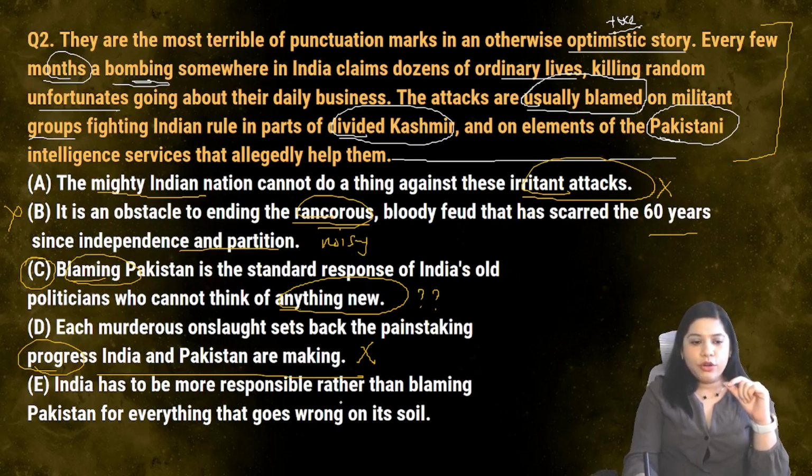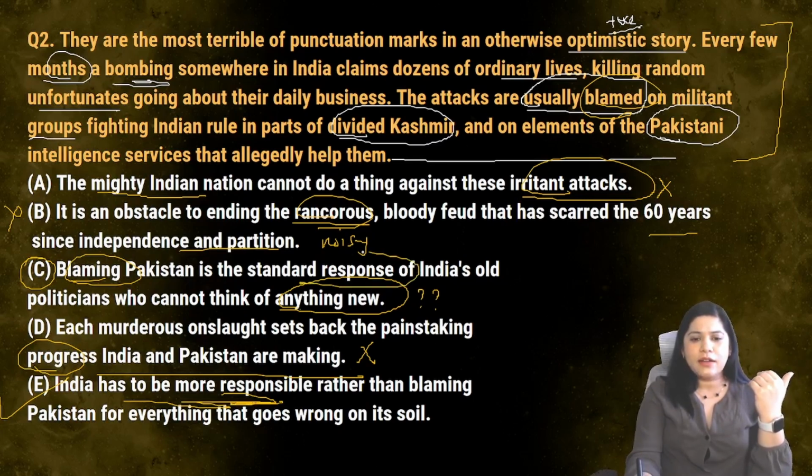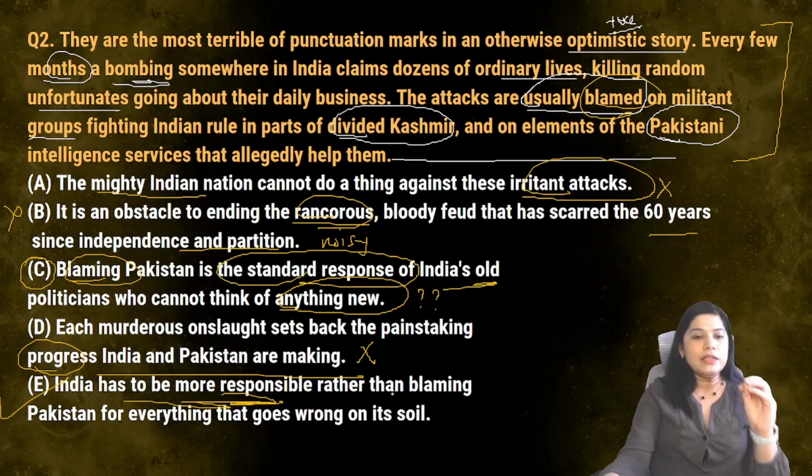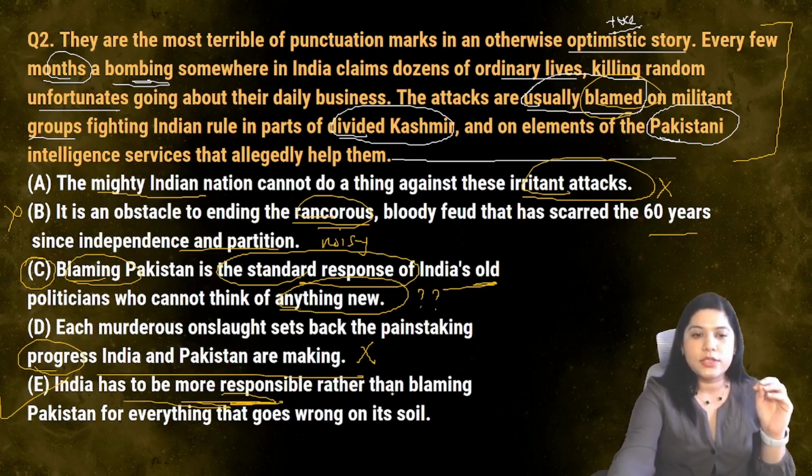India has to be more responsible rather than blaming Pakistan for everything that goes wrong on its soil. Yes, isn't it? So we need to be more responsible. So we are saying we blame it on them, and now next line will be a suggestion that we need to be more responsible rather than blaming. Or blaming Pakistan has been a standard. So it's not like we always like somebody's. It's more or less pro India, whereas E is more on the suggestions side. So I feel E is always better than option C.